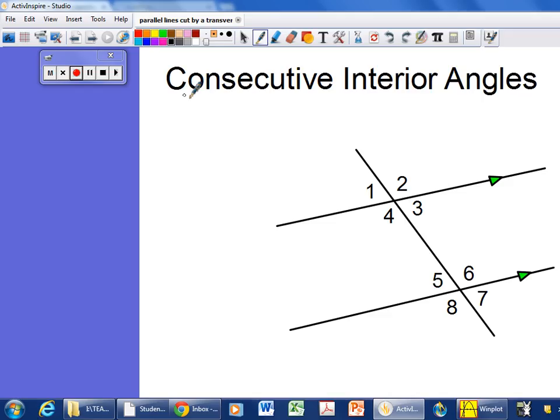Our fourth set, consecutive interior angles. Okay, consecutive as the next one over. Interior is between, so still between your parallel lines, but consecutive means on the same side of the transversal. In fact, these have been sometimes called same side interior angles.